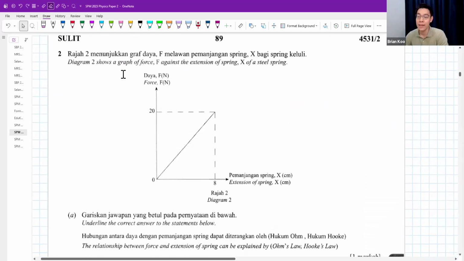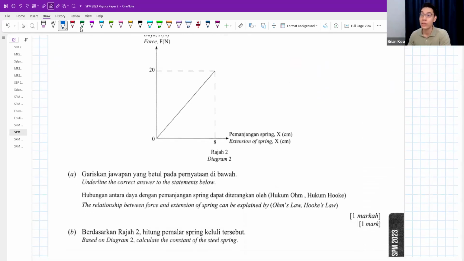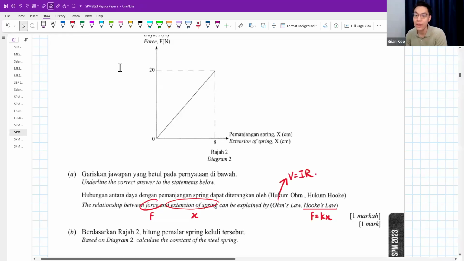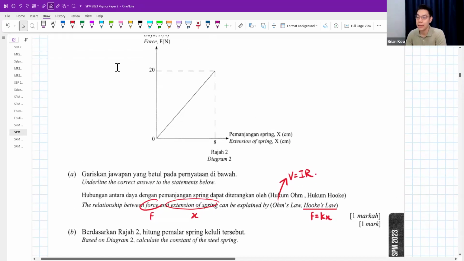Question 2. The diagram shows the graph of force against extension of a steel spring. Underline the correct answer to the statement below. Relationship between force and extension of spring can be explained by Hooke's law, of course. Yeah, Hooke's law is your F equals to kx. Ohm's law is your V equals to IR. Okay, this is a simple one. Based on the diagram, calculate the spring constant. Constant of the steel spring.